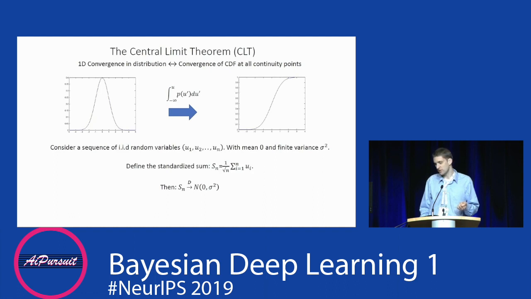So the central limit theorem says that if we consider a sequence of IID random variables with mean 0 and variance sigma squared, and take the standardized sum, where we take the sum and divide by root n, then as n tends to infinity, S_n converges in distribution to a normal with mean 0 and variance sigma squared.